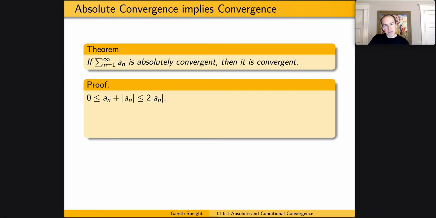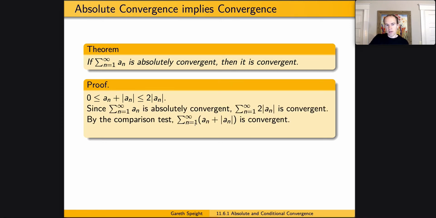A quick proof. It's based on the comparison test, but we can only use the comparison test for positive terms, so there is a little trick. If we look at a_n plus the absolute value of a_n, this will always be non-negative, because if a_n is negative, the absolute value that we're adding cancels out the negative part. And it's always less than 2 times the absolute value of a_n, just because a_n is less than or equal to the absolute value of a_n. Since the sum of a_n is absolutely convergent, by definition the sum of the absolute value of a_n is convergent. So if we sum the right-hand side, this will be convergent. So by the comparison test with positive terms, the sum of a_n plus absolute value of a_n will be convergent.